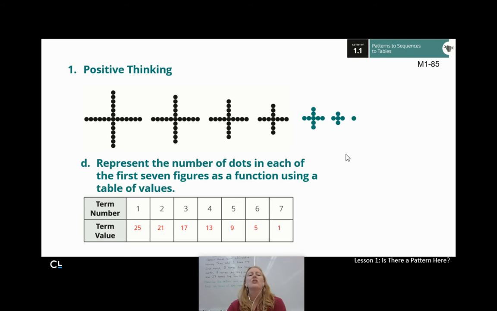So you get the idea. So this is what we're doing for all of these problems today. And in fact, this is what you're doing for all of your homework tonight as well. Describe the pattern.